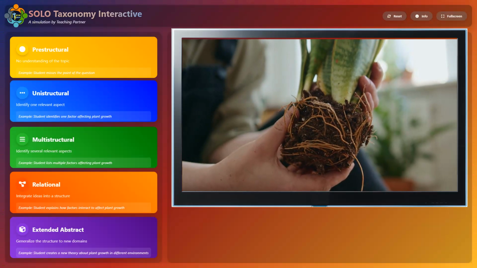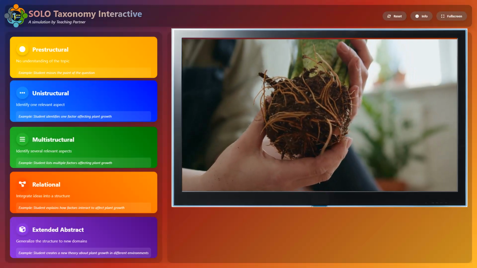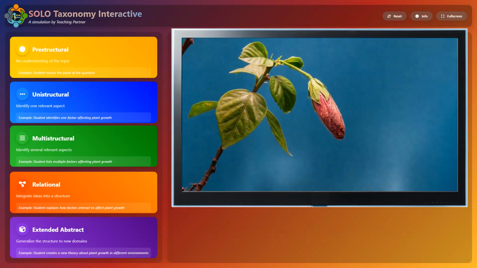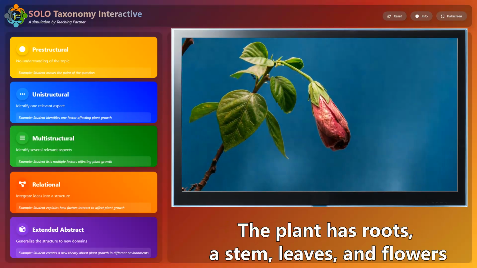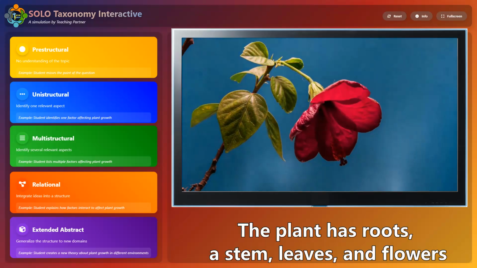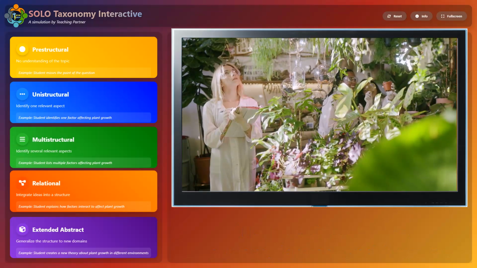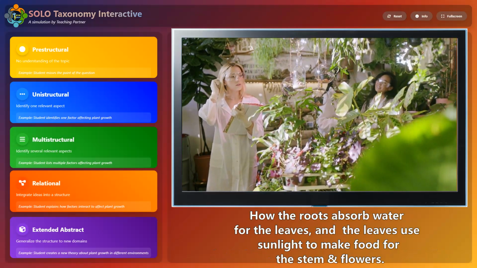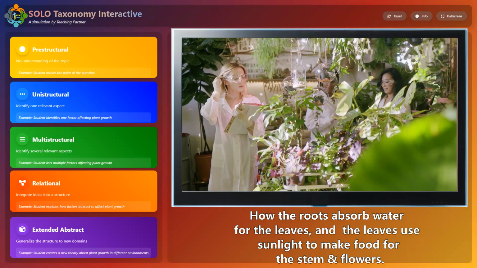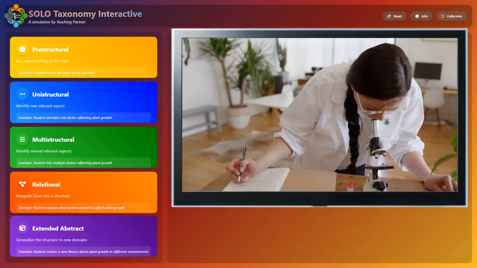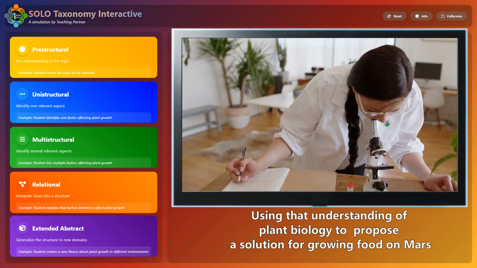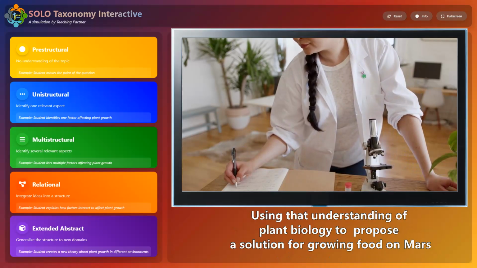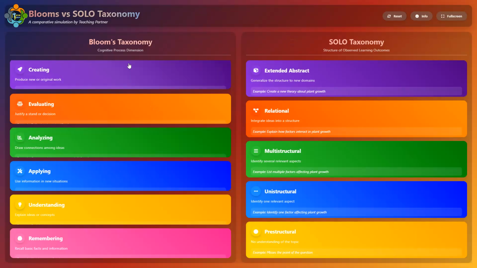So, using the same plant example, a unistructural answer would be: the plant has roots. A multi-structural answer would be a list: the plant has roots, a stem, leaves, and flowers. A relational answer explains how the roots absorb water for the leaves and the leaves use sunlight to make food for the stem and flowers. An extended abstract answer would be using that understanding of plant biology to propose a solution for growing food on Mars.